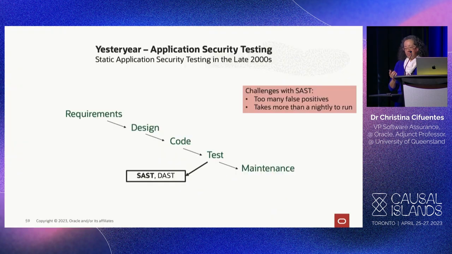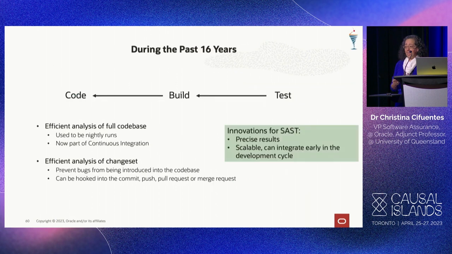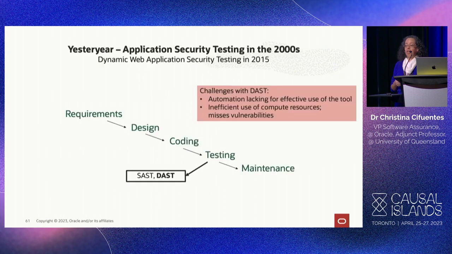So let me recap. In the late 2000s, there were various different challenges with static techniques to be able to find bugs and vulnerabilities: too many false positives, and runtime was very, very high. But throughout developments that have happened over the last 16 years, we can now get very good, precise results. And at the same time, we can have a lot of scalability, be able to integrate early into the development cycle. And that is good.